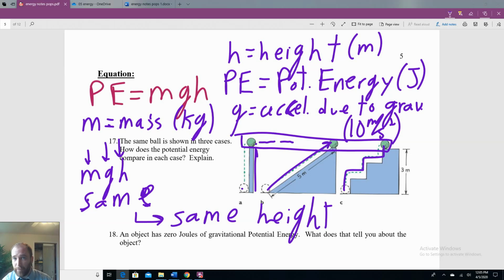And so they all have the same amount of stored energy. So it doesn't matter how you get there, as long as you end up at the same height, it's going to be the same.